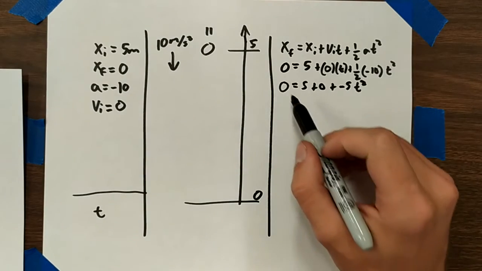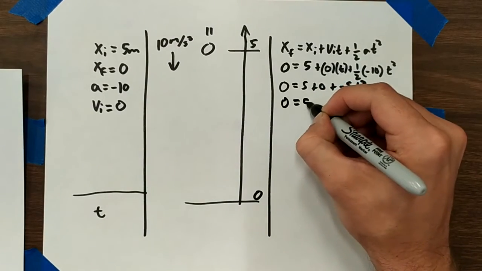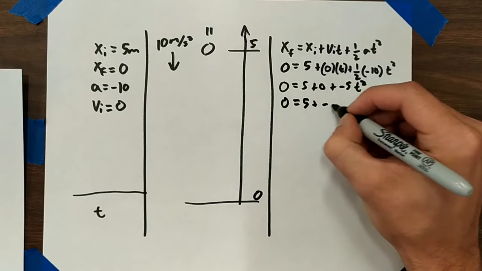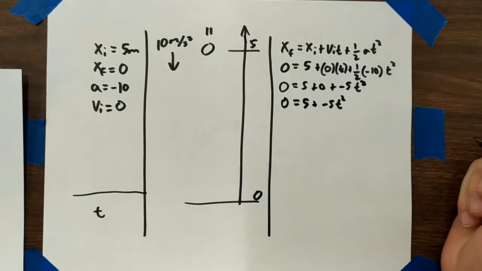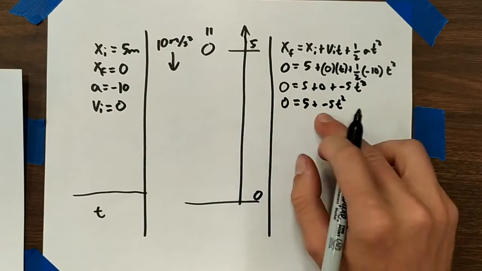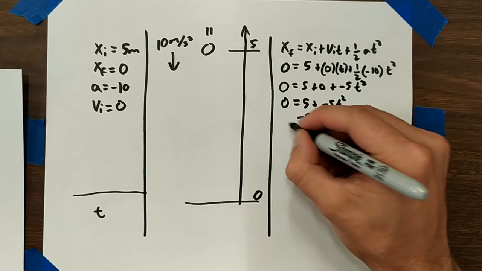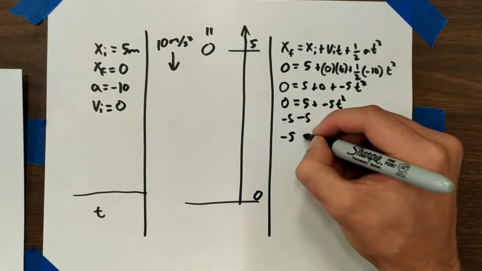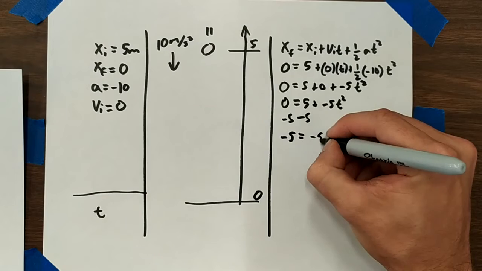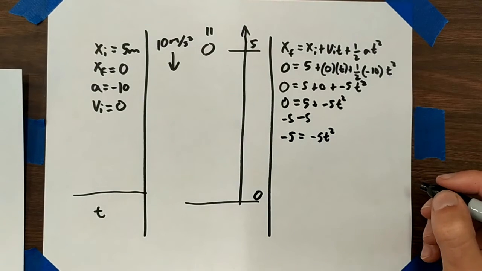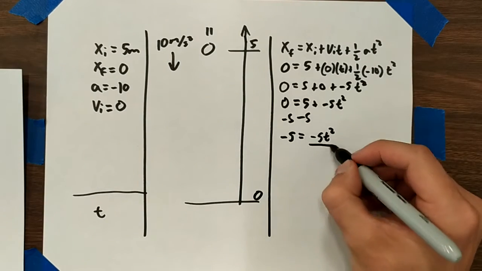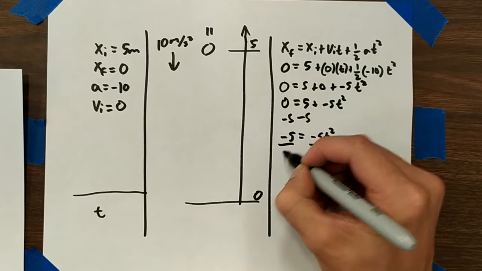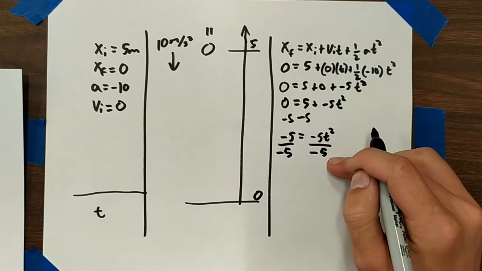Okay, so I've got 0 is equal to 5 plus negative 5 T squared. All right, I want to get T squared by itself. I've got this 5 here. I'll deal with that first. So I'll subtract 5 from both sides. I get negative 5 is equal to negative 5 T squared. All right, then I want to divide. So I'm going to get rid of this negative 5 by dividing it.